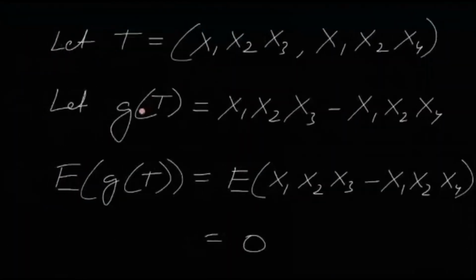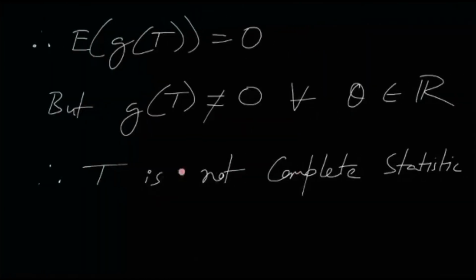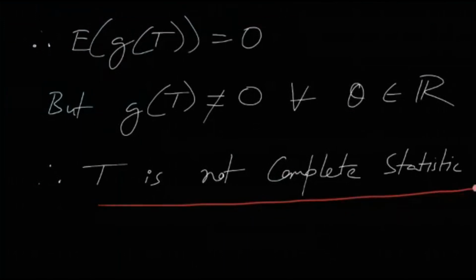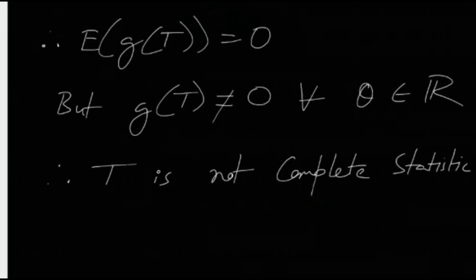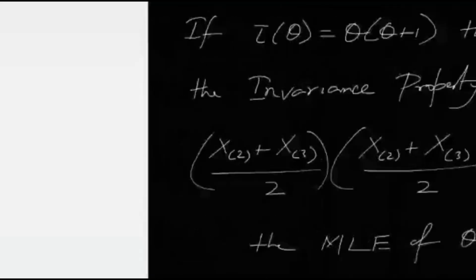But g of t is not equal to 0 for all values of theta. Clearly, we can see that g of t is obviously not always equal to 0. Therefore, t is not a complete statistic for theta, because we have actually found a function of it whose expectation is 0, but which is not itself 0. Therefore, the only true options for this problem are option B and option C.